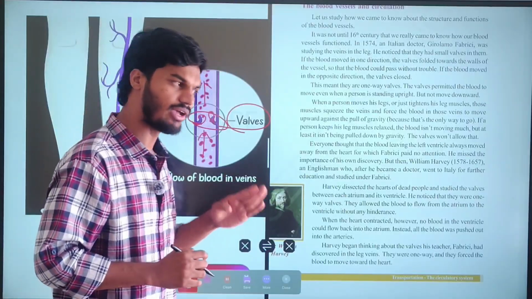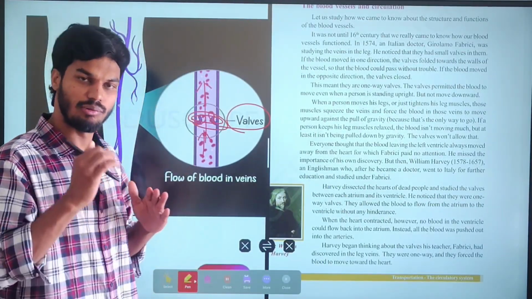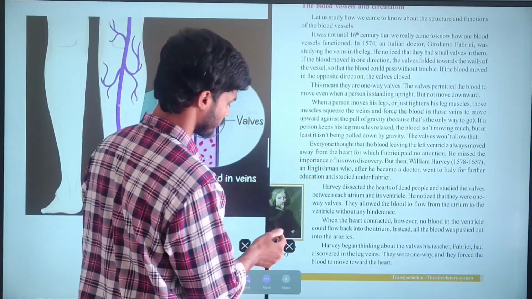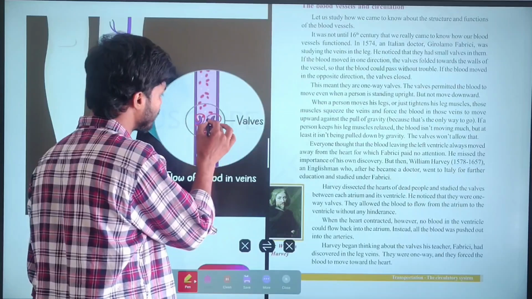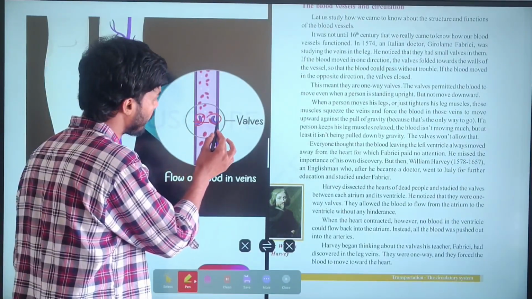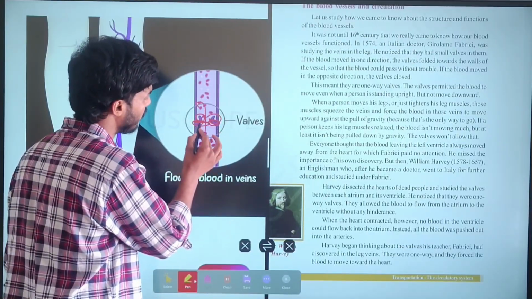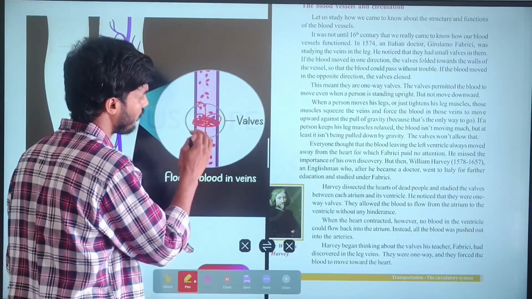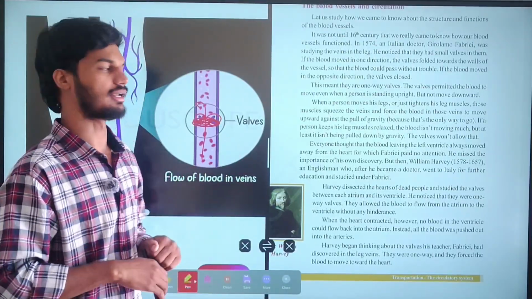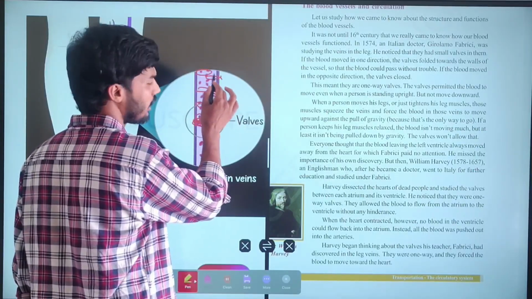The function of the valve is that it will prevent the backward flow of the blood. He observed that there were valves present within the veins. These valves prevent the backward blood flow. Whenever the blood enters here, these valves act as a gate and do not allow the blood to flow again in the backward direction. From these, the blood is able to be carried easily to the heart.